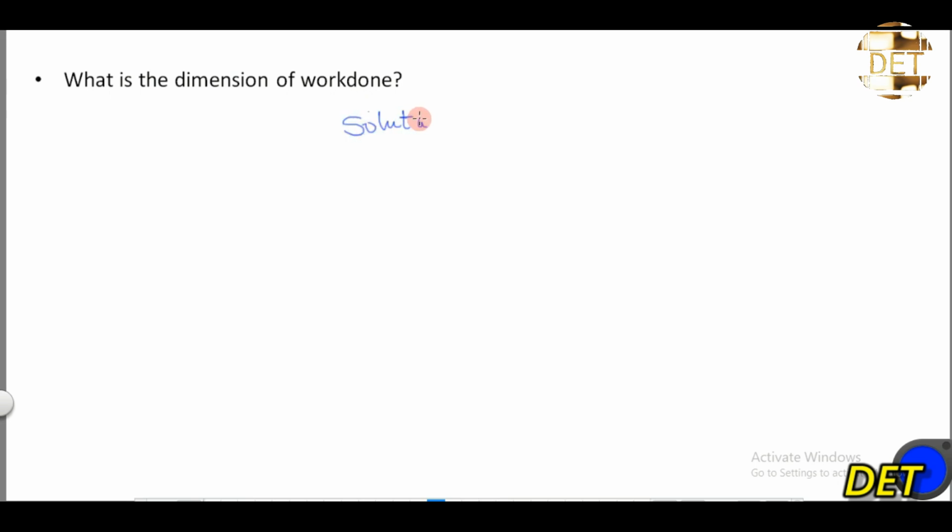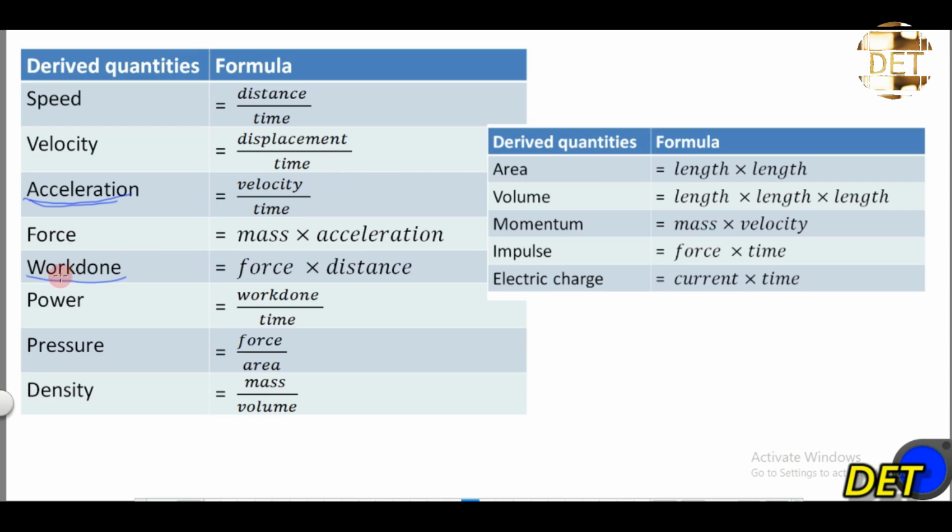What is the dimension of work done? So the first thing that you want to do is to write out the formula for work done. Work done W is equal to force times distance, right? It is very important that you know these formulas for these different derived quantities. It will help you to be able to write out their dimension.